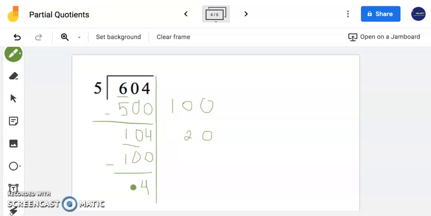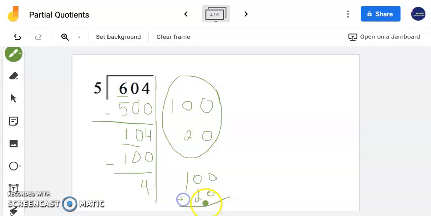Now I know I'm finished because I want to create groups of 5, and notice I don't have 5 things left to create. And when my remainder is less than my divisor, I know I'm finished. So now my next piece is I need to figure out my answer. So I'm going to take 100 plus 20 and add those numbers together. 100 plus 20 is going to give me 120 as my final answer. So here my quotient is in fact 120.